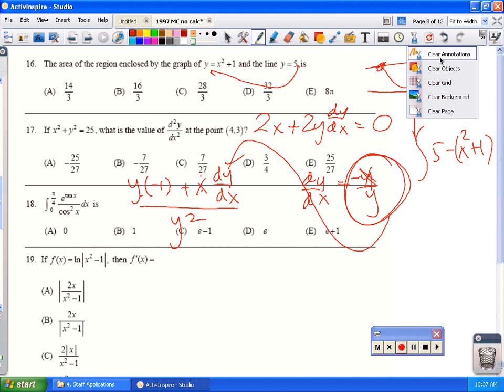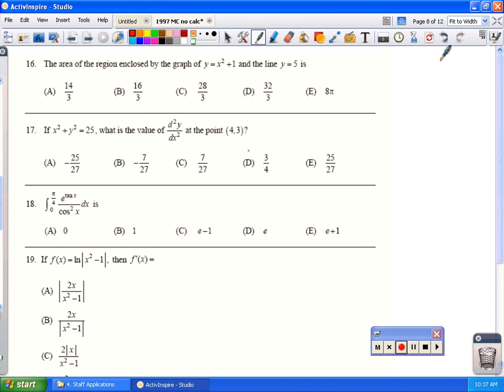Thank you. All right, let's look at number 18. Is that normal or U sub? U sub. What branch of math must you know in order to unlock the teeny tiny itty bitty little secret? You must know that 1 over cosine is secant.